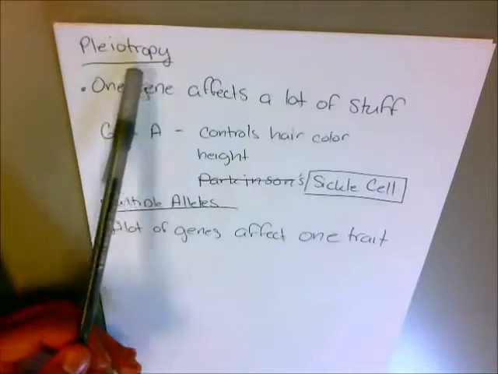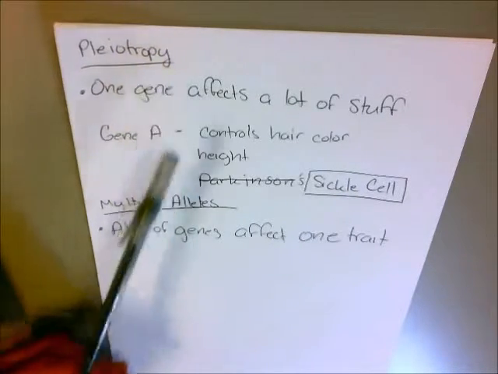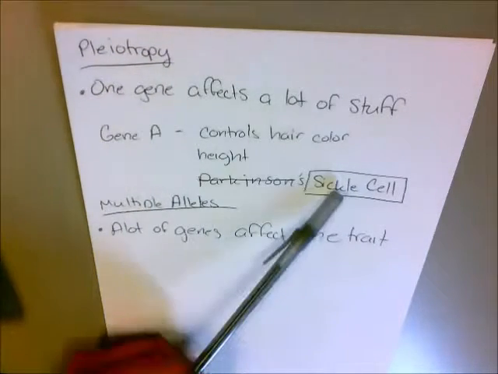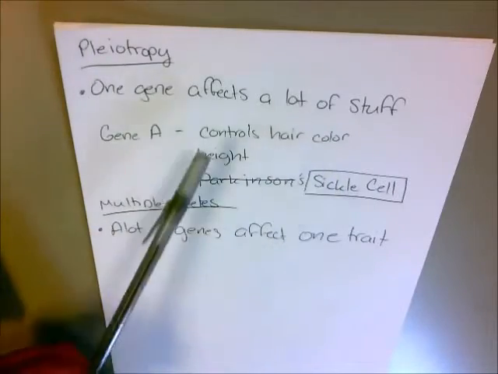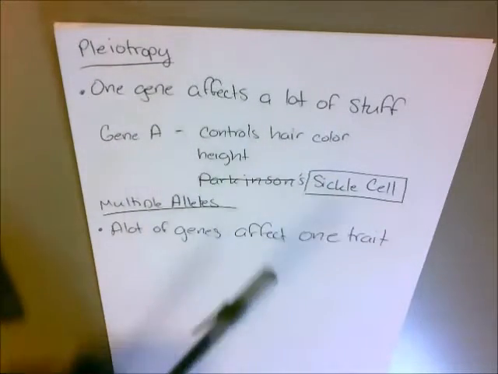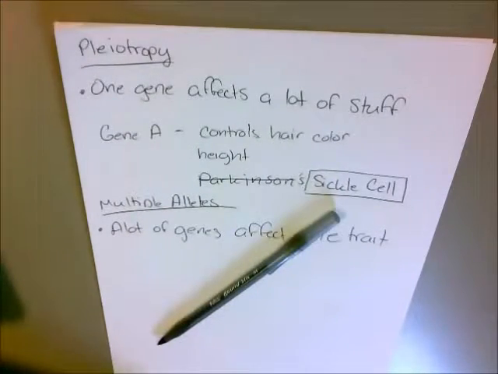Anytime you see sickle cell, you can assume that they're probably talking about pleiotropy. It really just means that there's one gene that gives you sickle cell, and because of that one gene, it affects a bunch of different things, including hair color, your blood, etc. All right, so that's pleiotropy. Go ahead and move on.